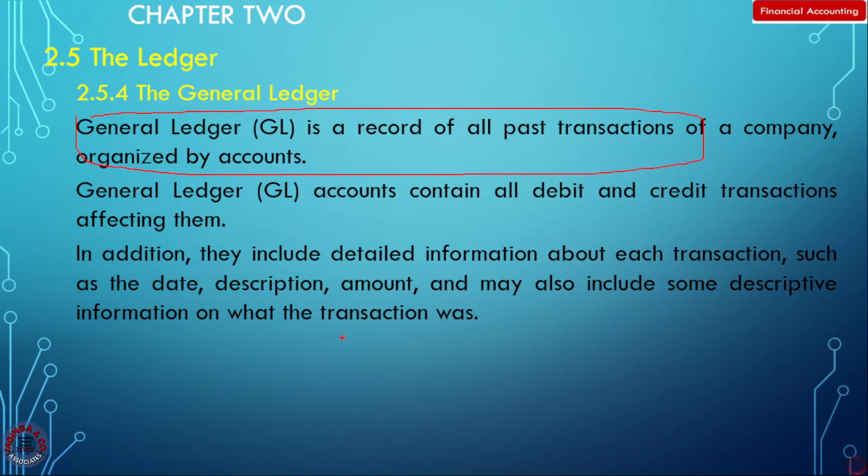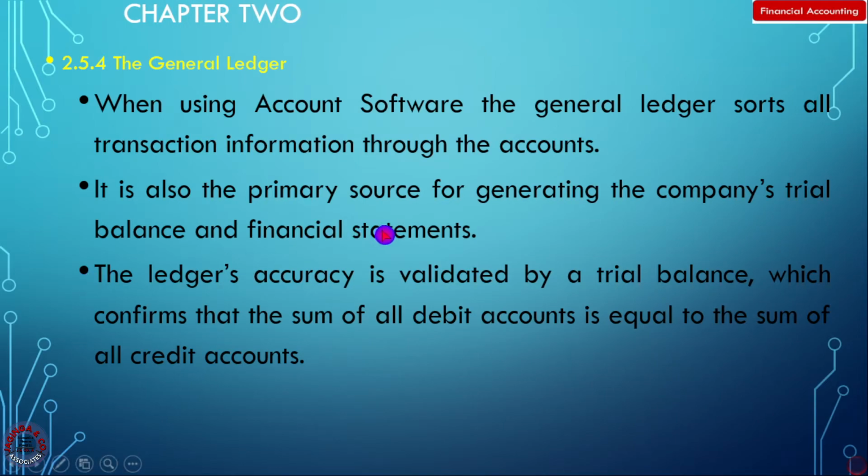So let's move forward and proceed. Down here we still have an explanation of what the general ledger is all about, and we are being told that when we are using accounting software, the general ledger sorts all transaction information through the accounts. So it's the same explanation that we've given up there. And it is the primary source of generating the company trial balance.